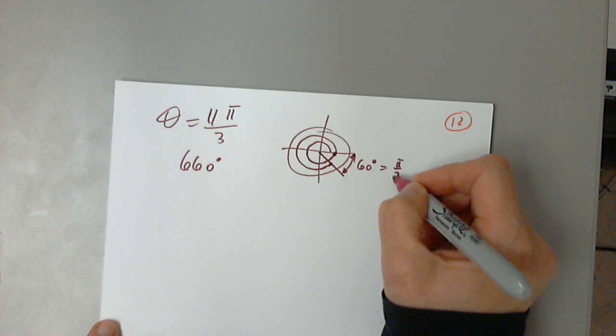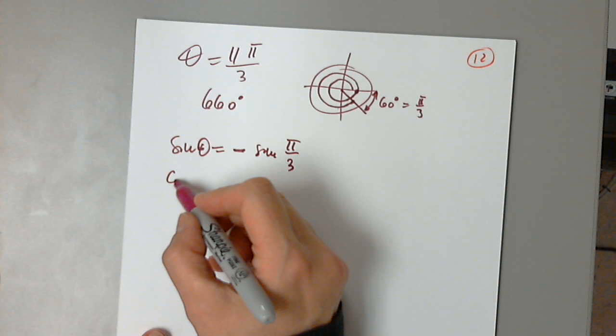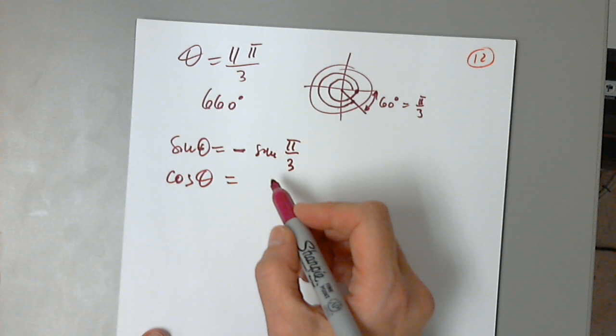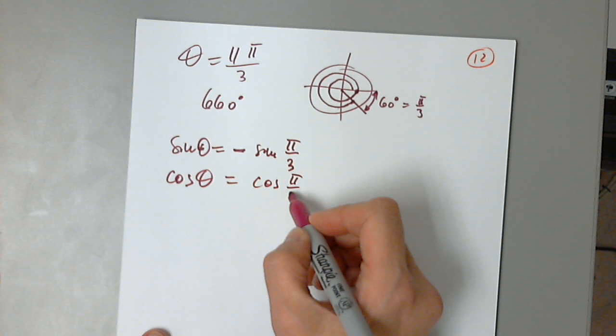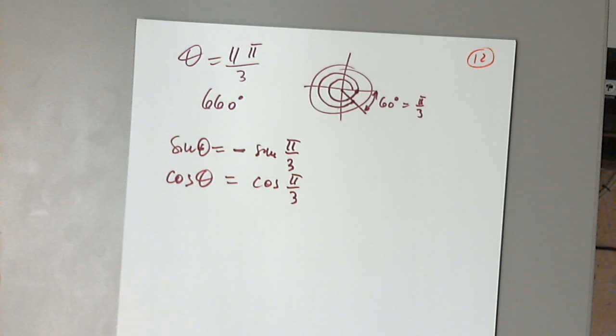Then I know that sine theta will be the opposite of sine pi over 3. I know that cosine theta will be cosine pi over 3. And once I write this, I'm done, because everything else will follow. Sine pi over 3 I know is the square root of 3 over 2, and cosine is 1/2. That's all I need. So this will be negative the square root of 3 over 2, and this will be 1/2.